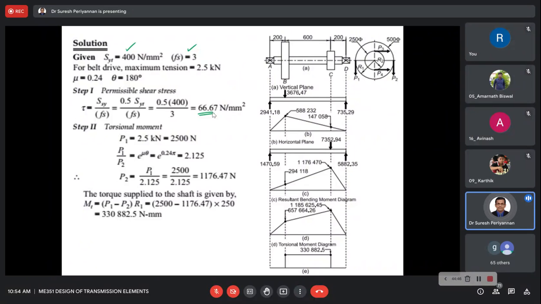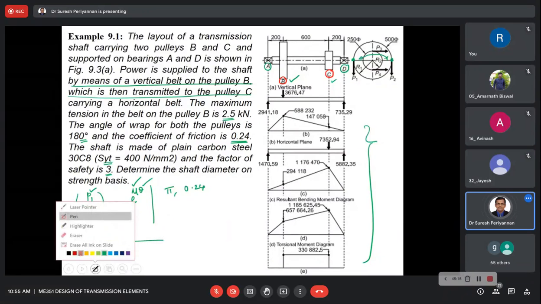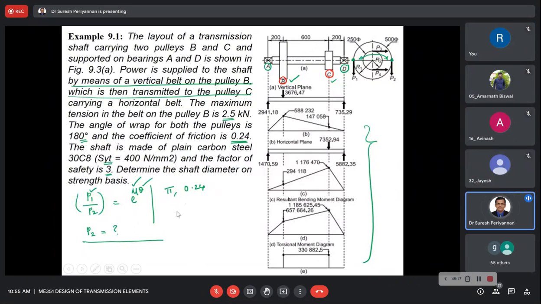Okay. Now what is the torsional moment? P1 by P2 is equal to e power mu theta, and we have found the P2 value. The P1 value is given directly in the problem. Now we know P1 and we know P2. What is the torque transmitted? We already studied the formula. What is the torque transmitted while using a pulley and belt?